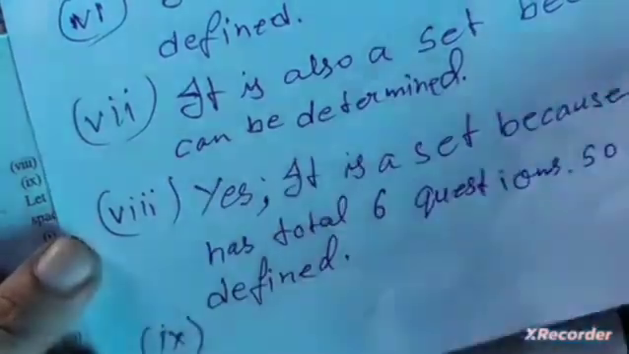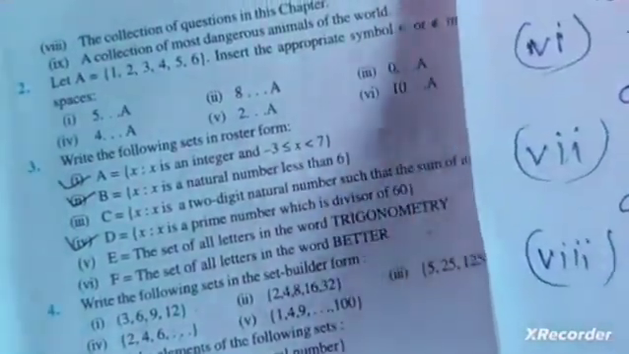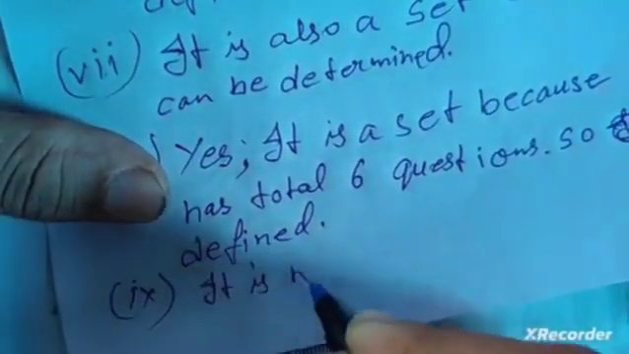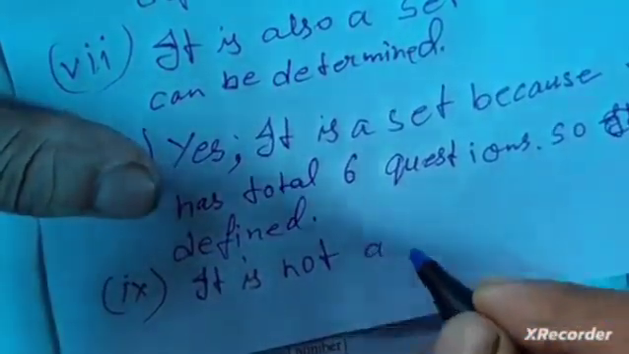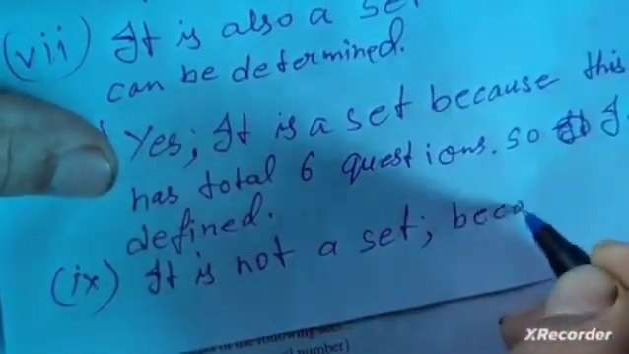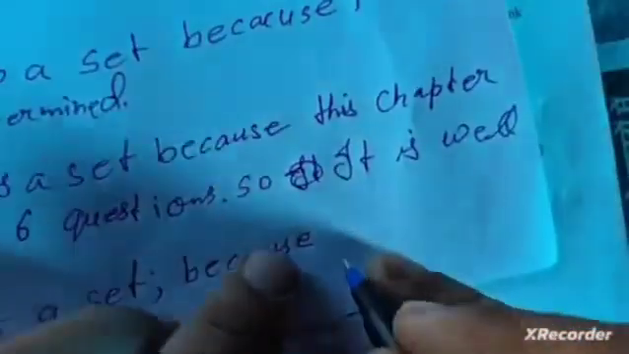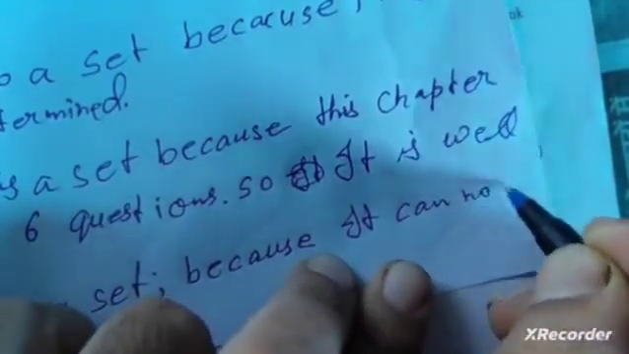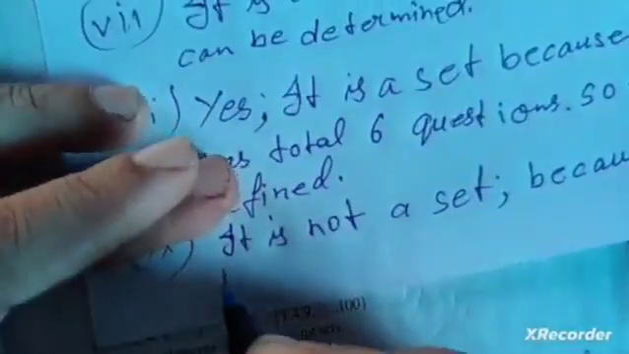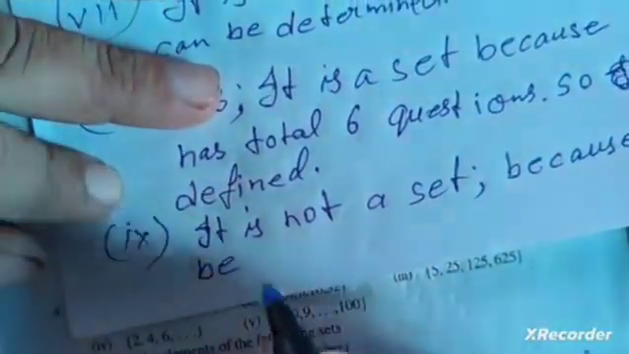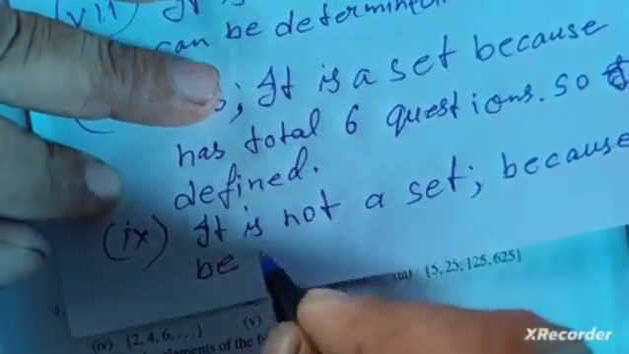Ninth, a collection of most dangerous animals of the world. It is not a set because it cannot be well determined.